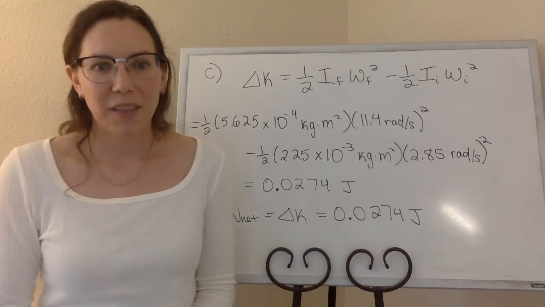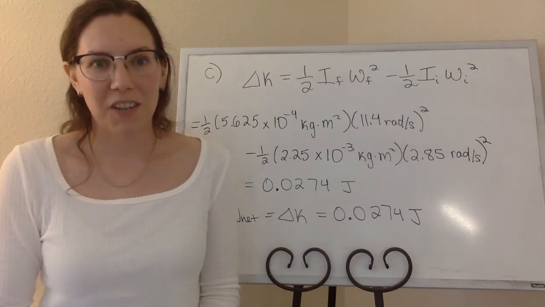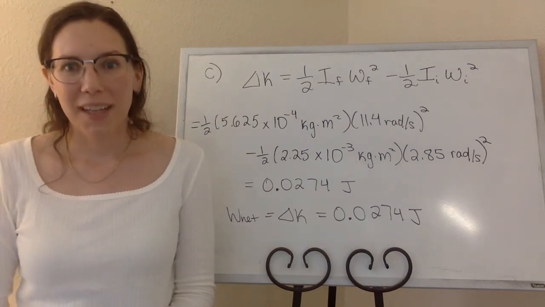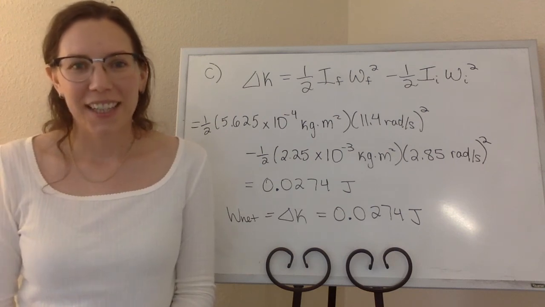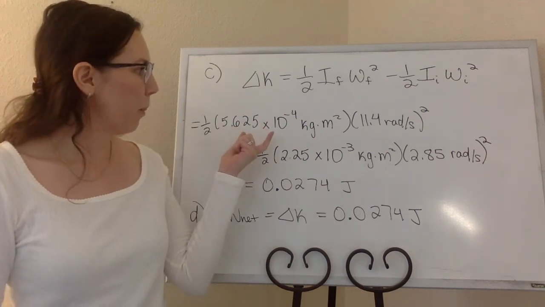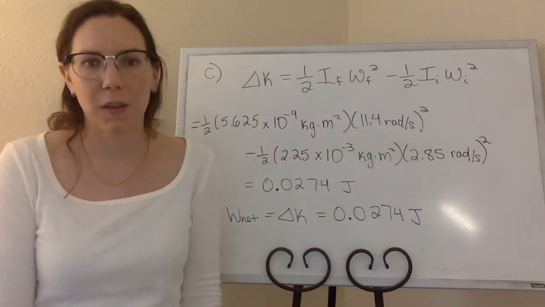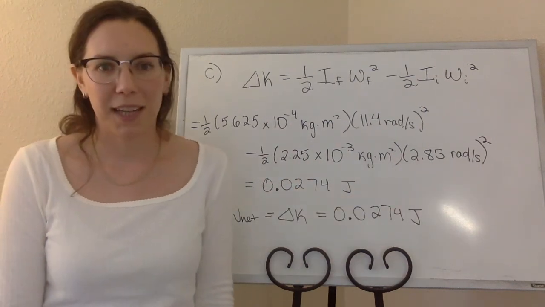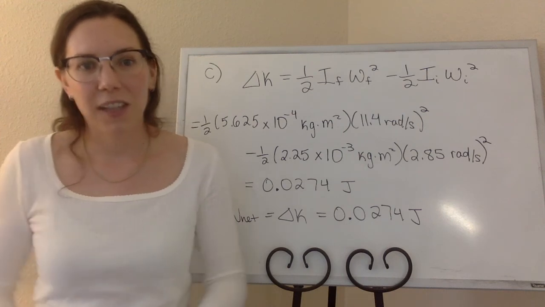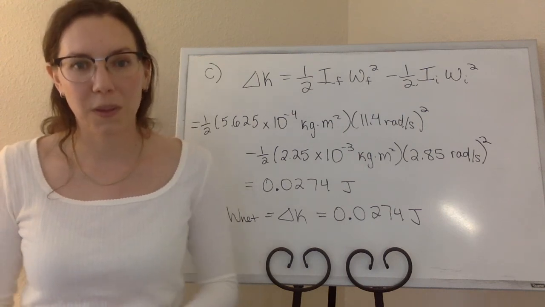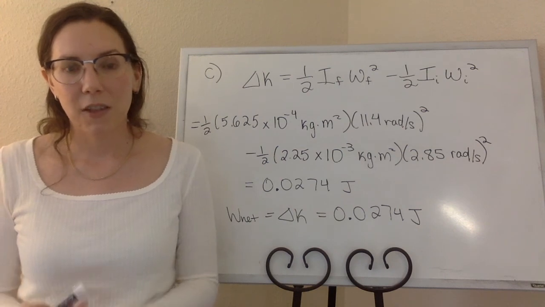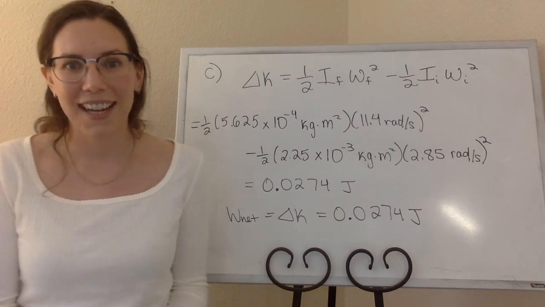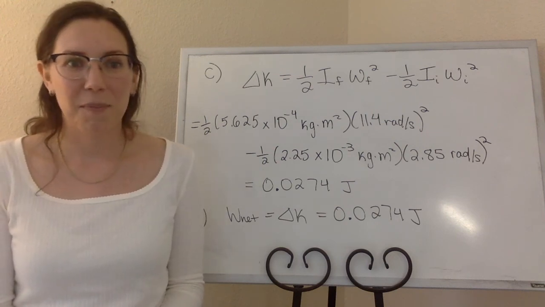We can use this to find the change in kinetic energy during the motion. With those two angular velocities, we can plug them in to find the change in rotational kinetic energy. Delta K is 1/2 I final omega final squared minus 1/2 I initial omega initial squared. Plugging that in, we have 1/2 the final moment of inertia times 11.4 radians per second squared, minus 1/2 the initial moment of inertia times 2.85 radians per second squared, to get a change in kinetic energy during the motion of 0.0274 joules. This is a change in rotational kinetic energy, but we've shown how we could convert it to a change in translational kinetic energy with v equals omega r and plugging that in.